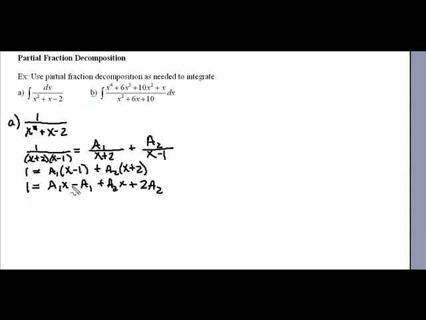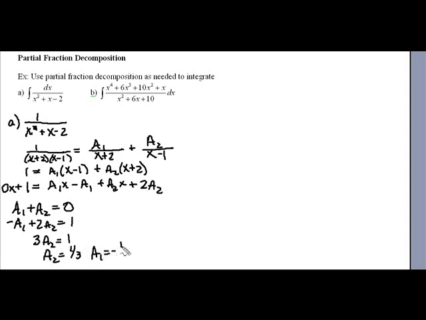Combining like terms, assuming there's an unwritten 0x term here, we see that the a1 term plus the a2 term must be equal to 0, and that the negative a1 and the 2a2 must be equal to 1. This is actually the same fraction that we decomposed earlier. And so that means that 3a2 equals 1, which means a2 is 1/3. And we can conclude then that a1, being the opposite of a2, has to be negative 1/3.